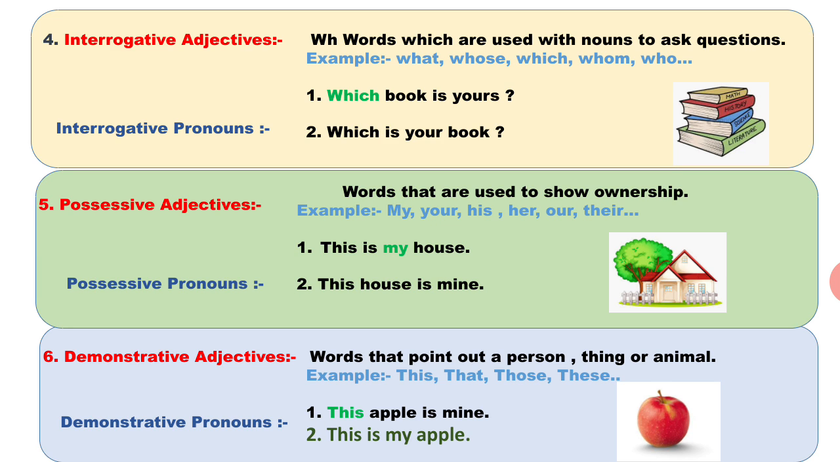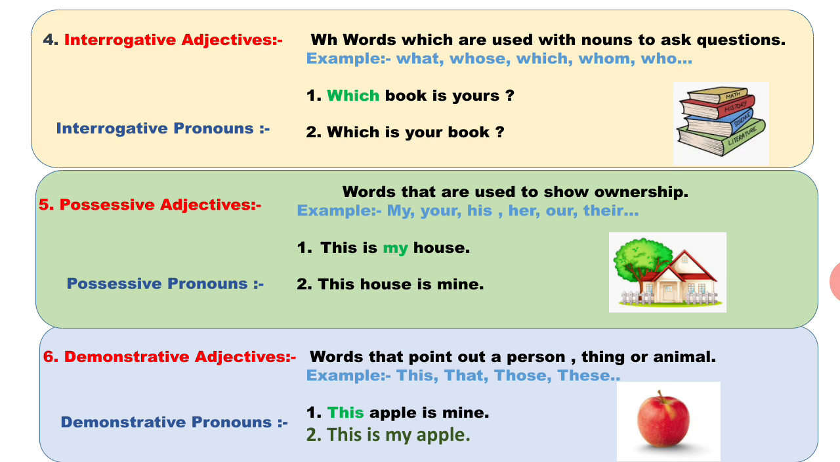Understood? Now we will see the sixth one, that is demonstrative adjectives. Words that point out a person, thing or animal. For example, this, that, those, these, all these are demonstrative adjectives. Demonstrative itself tells us demonstrate, it means determining the noun. For example, this apple is mine. It means I'm pointing out a particular apple. So this becomes a demonstrative adjective, and after it comes the noun apple. It points out the apple, it describes the noun. All these are demonstrative adjectives.